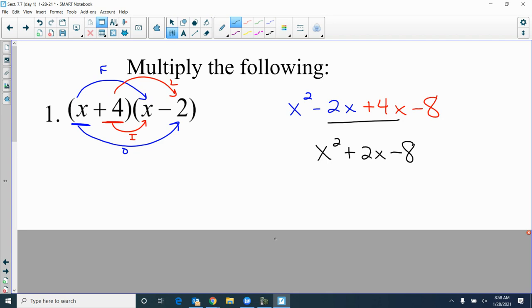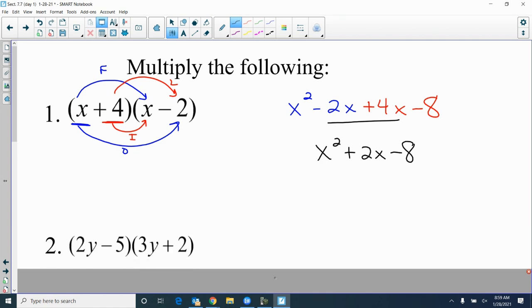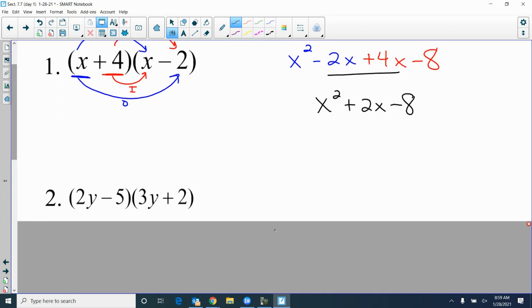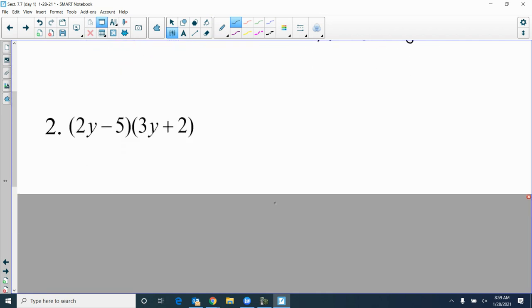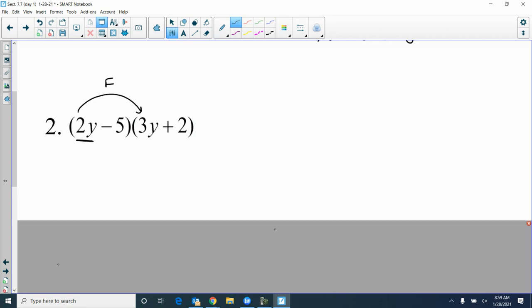We just FOILed them together. You did the distributive property twice, the x times both of them, and the 4 times both of them. As long as we get 2 terms times 2 terms, that is where this FOIL method comes into play. So you take the first one of the first set, the 2y, and I multiply it by the 3y. Those are the first ones. All right, make sure we follow this.